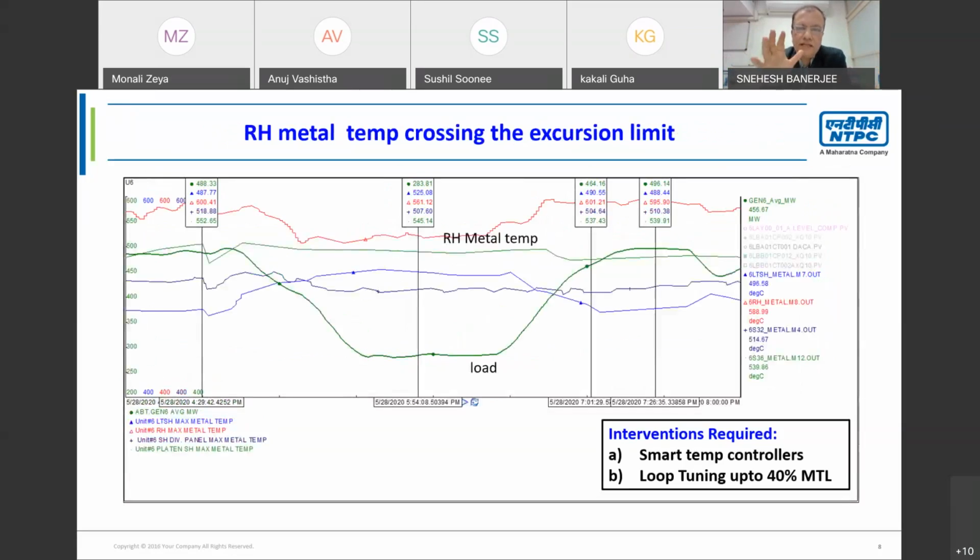And similarly, the metal temperatures, as we keep on reducing load or keep on moving our ramp rates faster, there may be chances of the temperature crossing the limits. If the temperature crosses the particular metallurgical limits, and it is sustained over a period of time, then it leads to failure. So that temperature control is to be there. So again, the controllers play a crucial role.